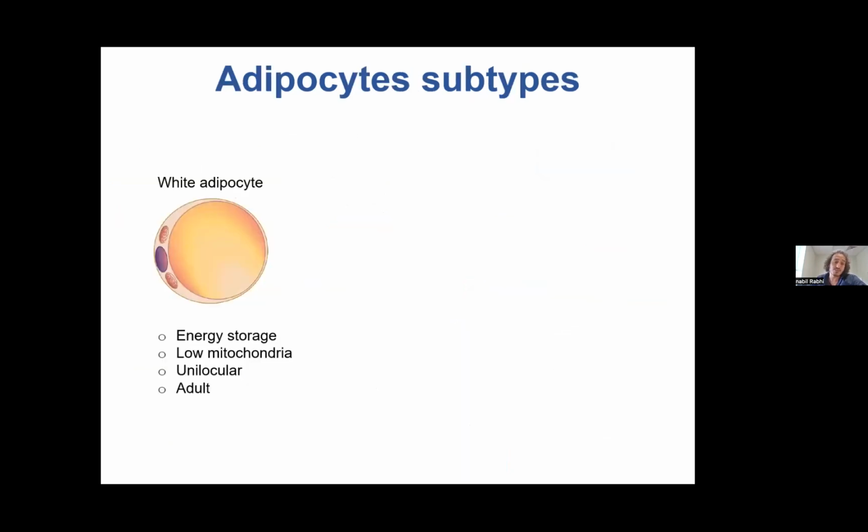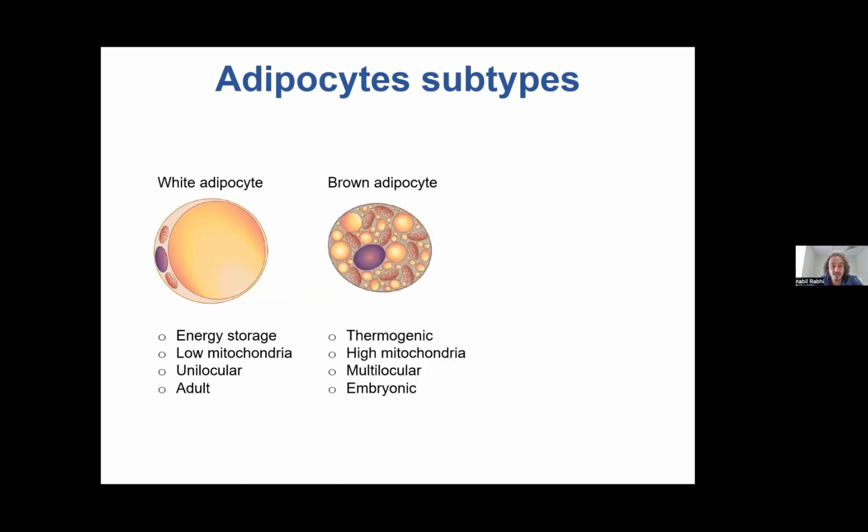So there are three different subtypes of adipocytes. White adipocytes are those unilocular cells. They have low content of mitochondria, and their main job is to store energy and release it in times of need. Brown adipocytes are the second type of adipocytes, and those are multilocular cells. They appear under the microscope as multilocular cells, and they have a high content of mitochondria.